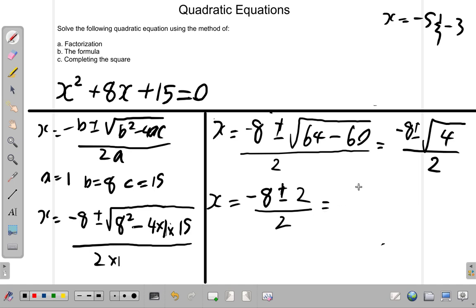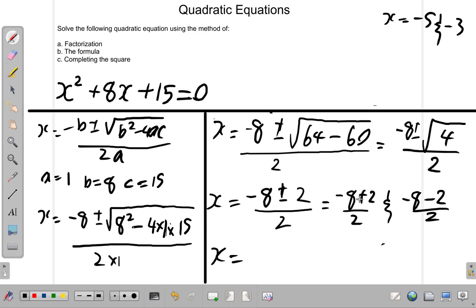So what it is: negative 8 plus 2 all over 2 in one case, and, using the and symbol, negative 8 minus 2 divided by 2. So you have two answers. In one case, negative 8 plus 2 over 2. In the other case, negative 8 minus 2 over 2.